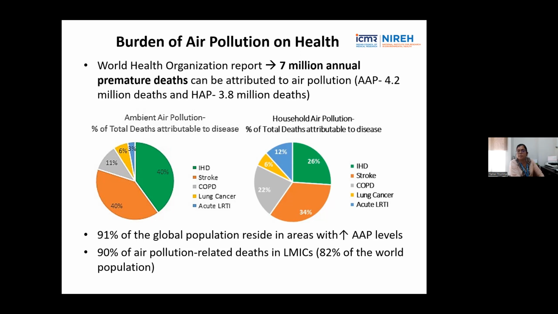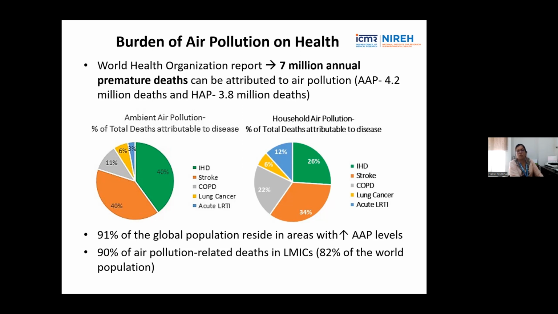And these deaths, if we try to mitigate air pollution exposure and limit our personal exposure to air pollution, then many of these morbidities and mortalities can be avoided. So WHO has given this pie diagram of how the total percentage of deaths attributed to air pollution, ambient and household, vary. And you can see the major diseases that are linked are ischemic heart disease, stroke, COPD, lung cancer, and acute lower respiratory tract infection.